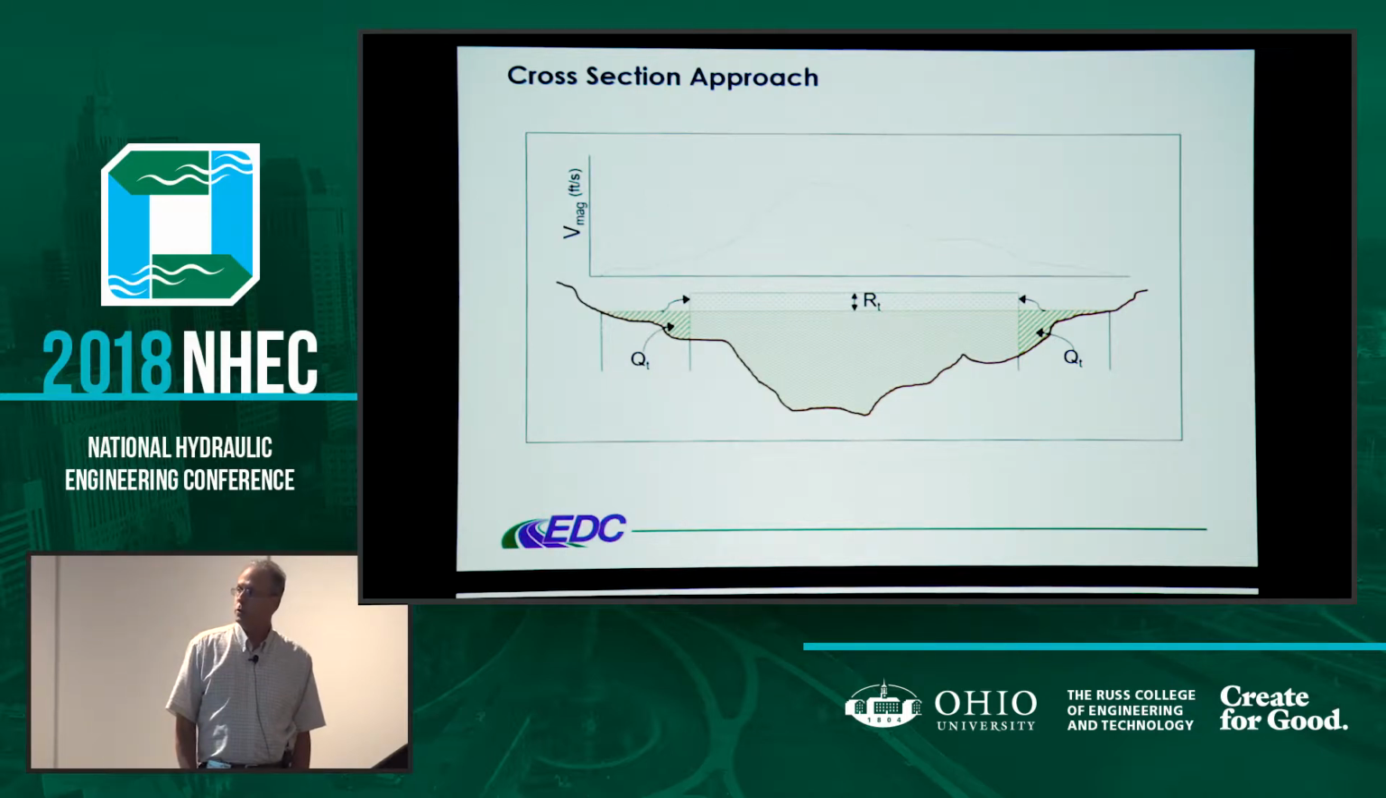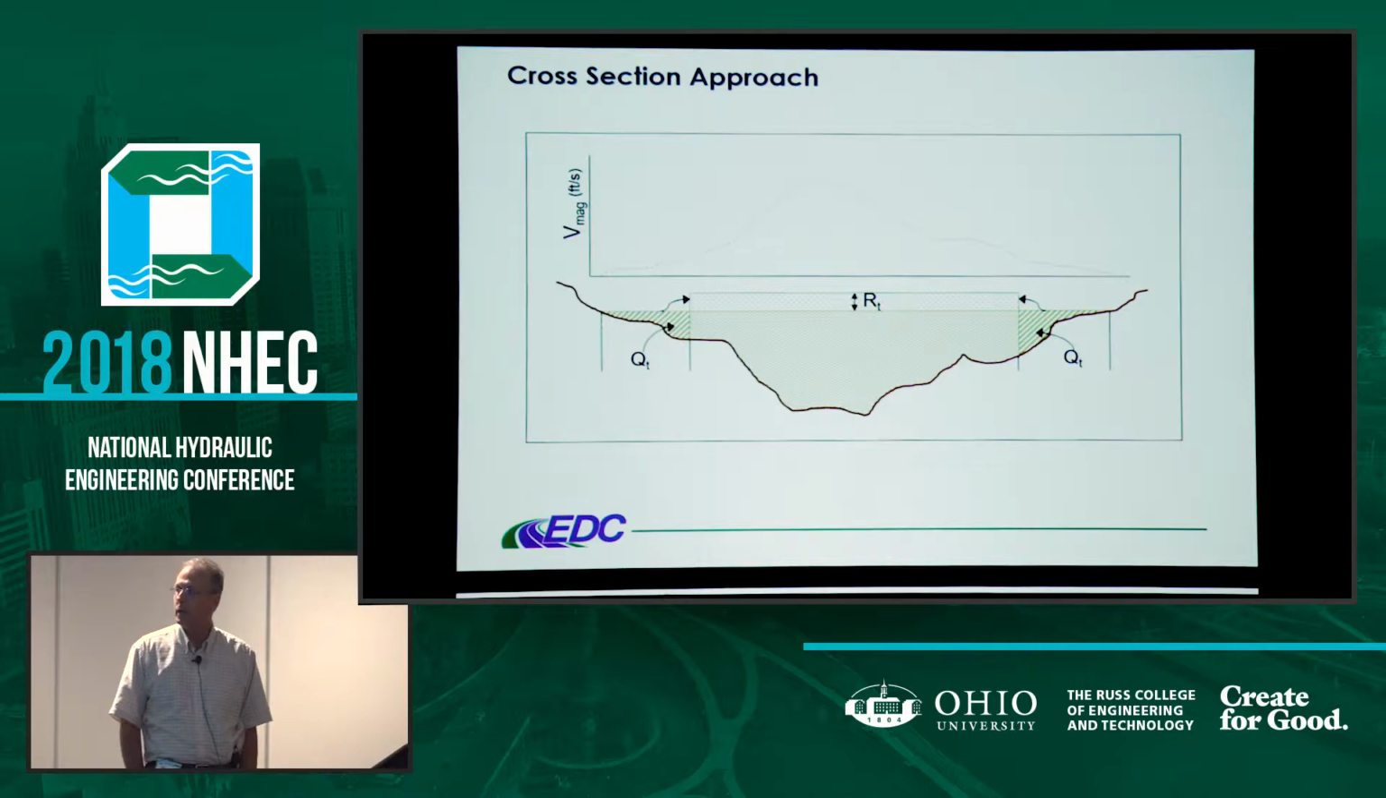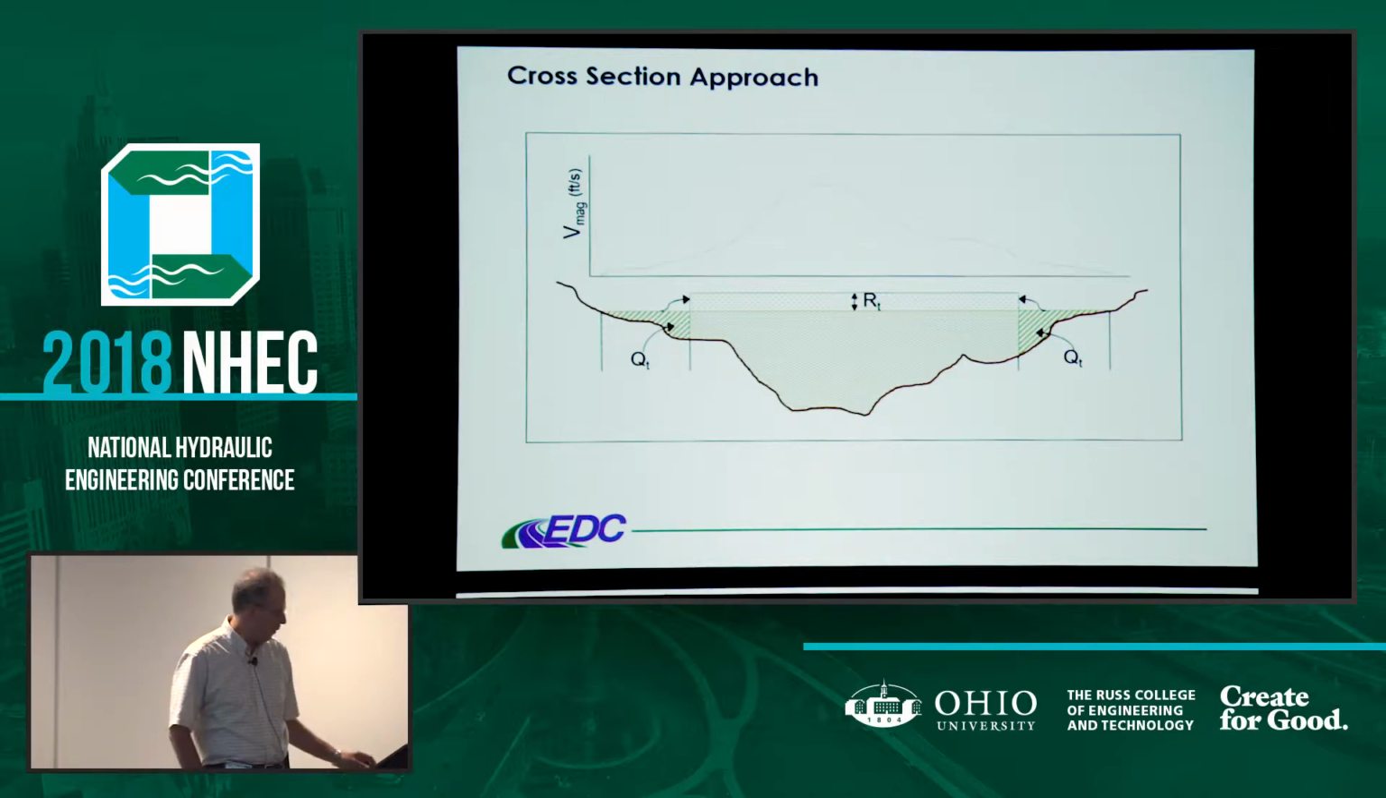The approach just pulls an equal amount of Q from each side and iteratively computes how much flow we need to put into the center to compute the contractions for a floodway using a 2-dimensional velocity distribution.